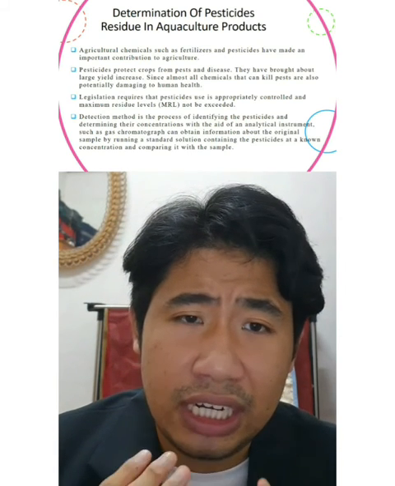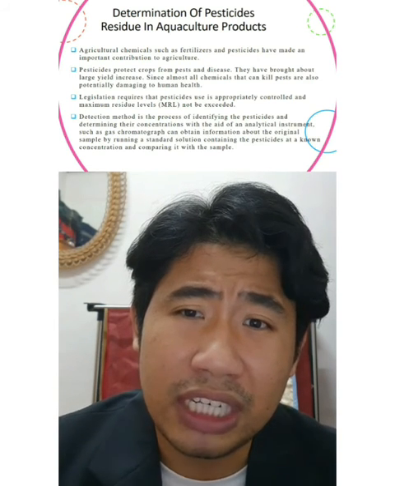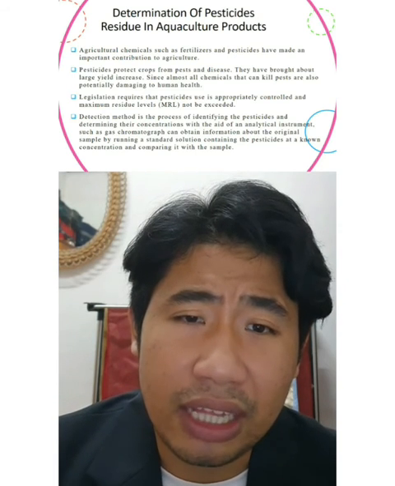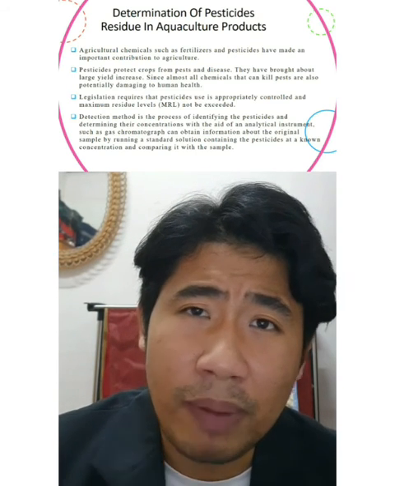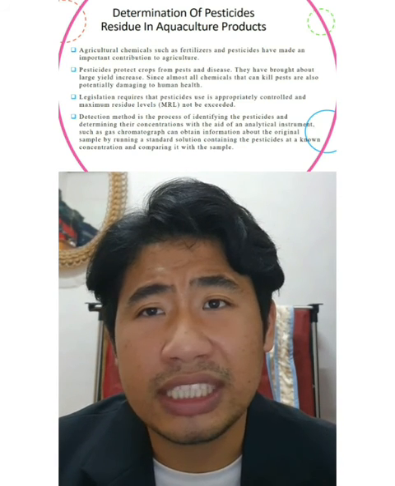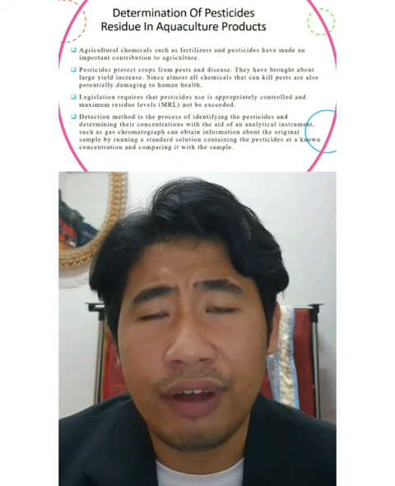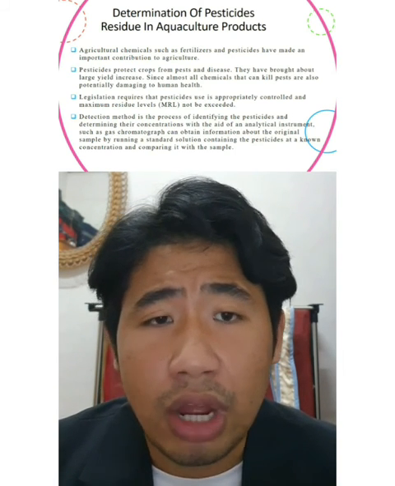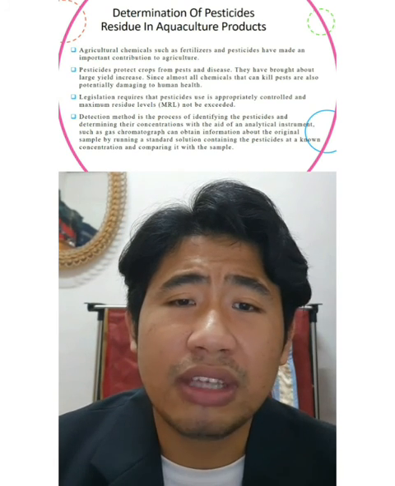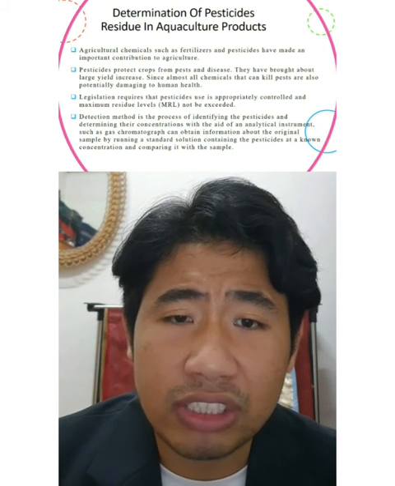Legislation requires that pesticide use is appropriately controlled and that maximum residue levels (MRL) not be exceeded. So the compounds must be identified so that they do not exceed the level that can be harmful to the environment or health. Next, the detection method is the process of identifying the pesticides and determining the concentration with the aid of an analytical instrument.